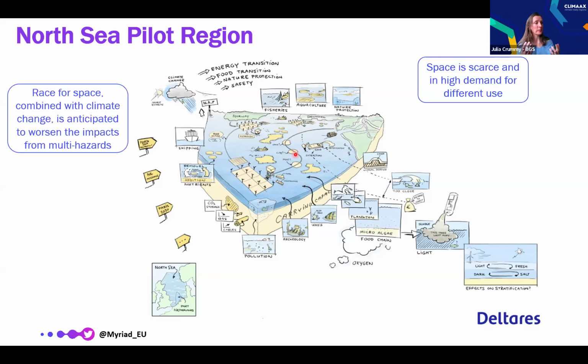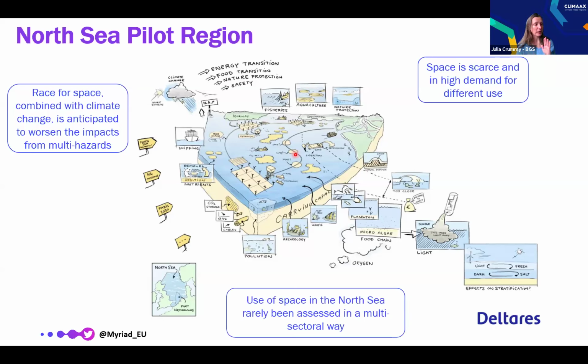So as spatial density is increasing, we have climate change, we have impacts from climate change. So we have increasing consecutive storms coming into the North Sea, where we have these really high gusts and extreme precipitation. And it's thought that with this increasing spatial density and climate change, the impacts from multi-hazard events are going to worsen over time.